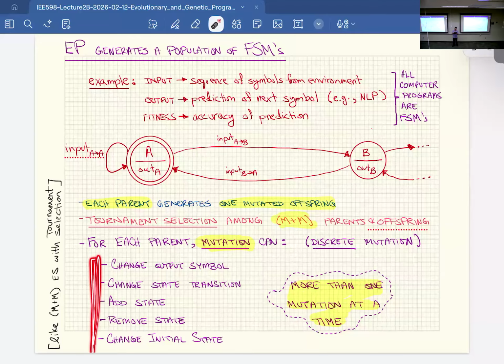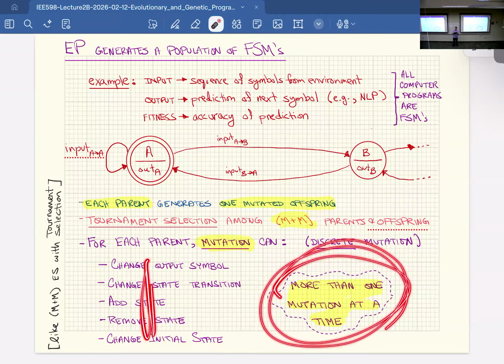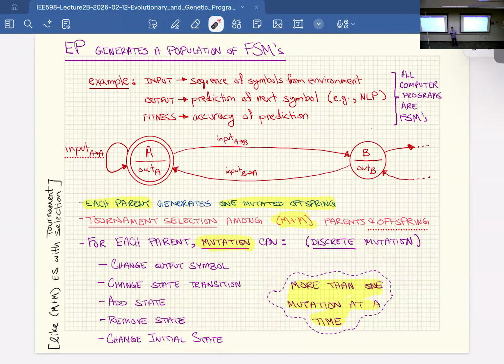So with these 5 operations where I can do one at a time, I can just randomly select from these 5 options and just generate new mutant state machines based on the parent state machine. That will give me offspring state machines that I can then run with my input symbols and then see if they do a better job at predicting the output. So natural language programming with state machines, a fun thing. That's basically evolutionary programming. Questions about that?